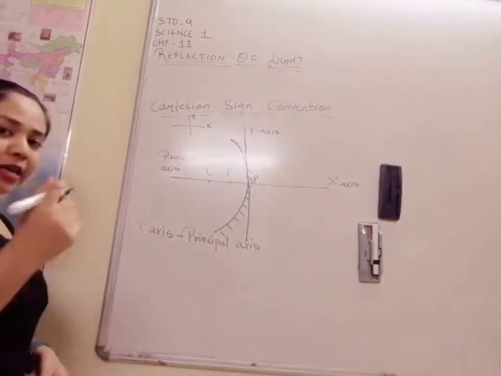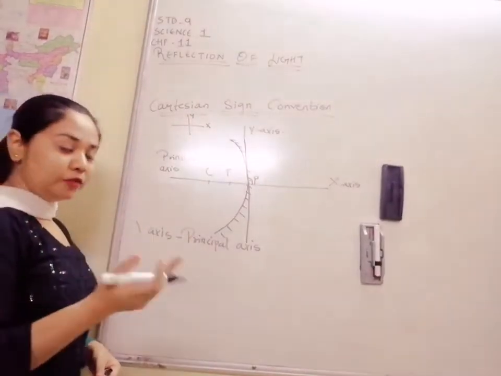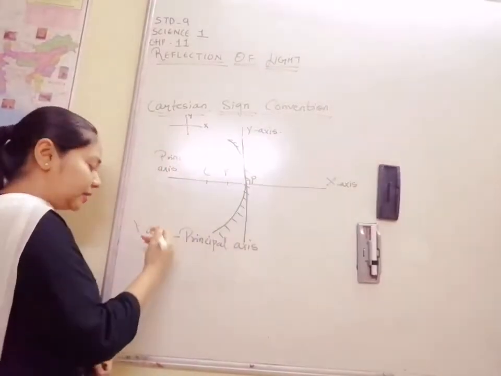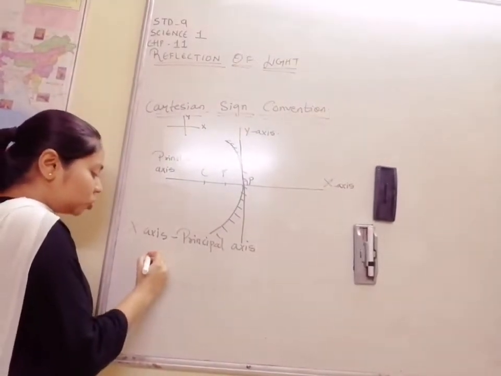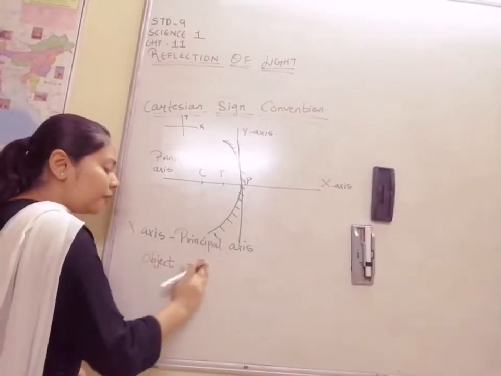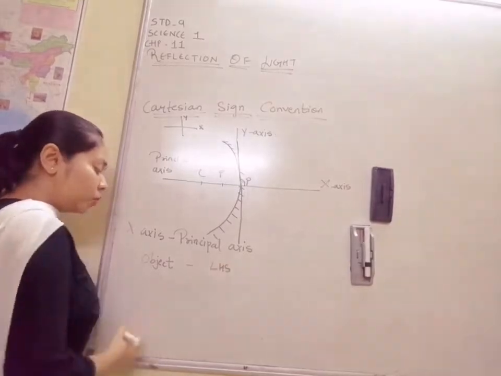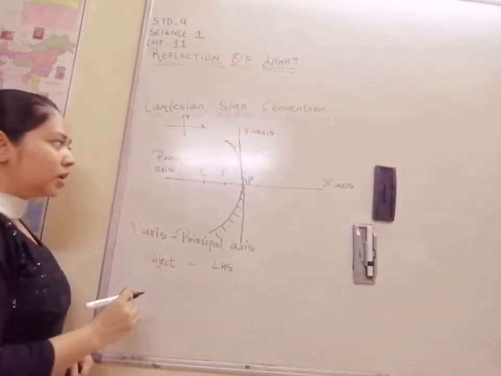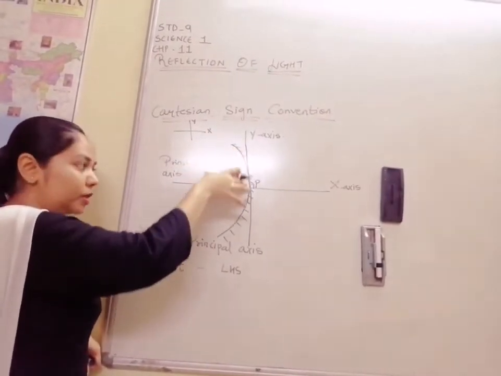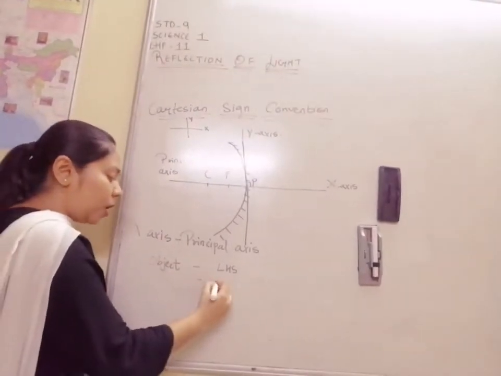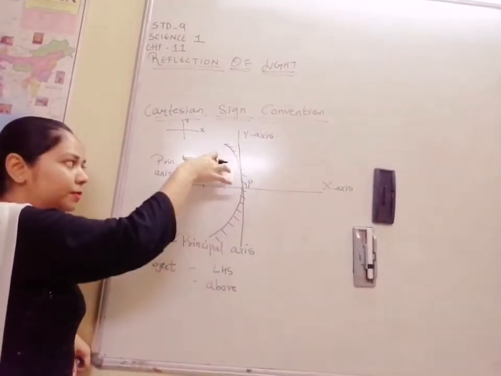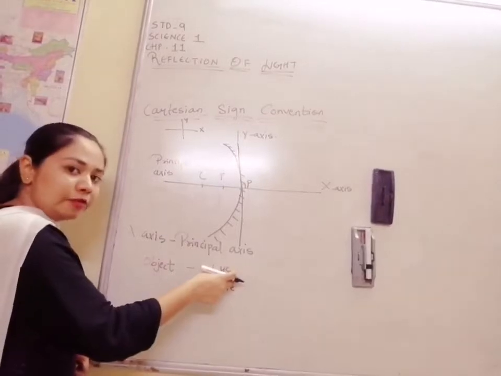Now always, while drawing the ray diagram you have seen, we always place the object on the what? Right hand side, left hand side. So object will be always on the left hand side, that is LHS. Okay, and what will happen? It will always be above the x-axis, or principal axis. You will not put object below like this. Okay, it will always be above. It will always be on the left hand side.